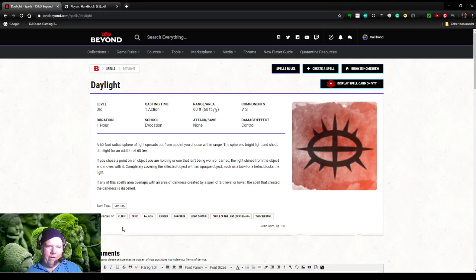So completely covering the affected object with an opaque object, such as a bowl or a helm, blocks the light. If any of the spell's area overlaps an area of darkness created by a spell of third level or lower, the spell that created the darkness is dispelled. Now the light spell itself will temporarily light up an area of magical darkness, but daylight will actually dispel magical darkness. So that's one thing that it can be used for.